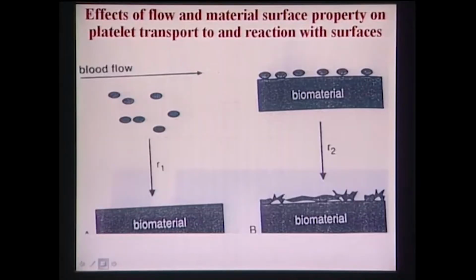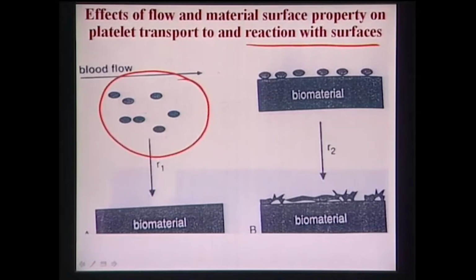So this is the effect of the blood flow and the material surface property on platelet transport and reaction with surfaces. Now what you see is that the blood flow can essentially be considered as plasma, and inside the plasma you have all these leukocytes, RBCs and WBCs, the blood cells. Then what will happen is that these blood cells initially will be adhering, and first the protein is absorbed, and then after this protein absorption, the blood cells will be adhering.